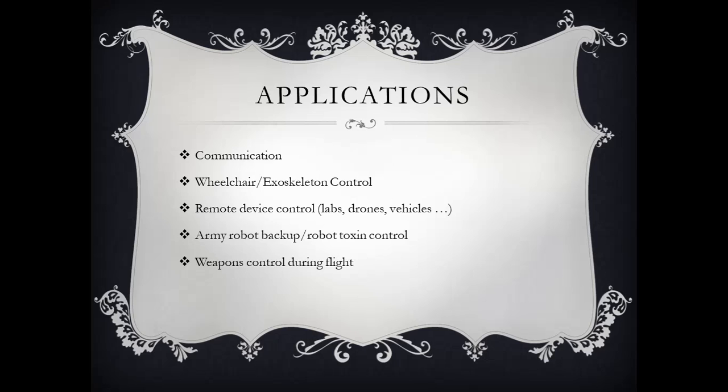Robot toxin control. So if you're handling chemicals, but you don't want to handle them yourself, even though you're in the same room, you could have a robot go and grab it based on thought. Weapons control during flight. Sometimes a thought is faster than pushing a button. So if you're flying a plane and all your attention's on that and you see the enemy in front of you, you could just look at them and it'll shoot based on what you were thinking. Yeah, so those were a couple of applications that I thought of.